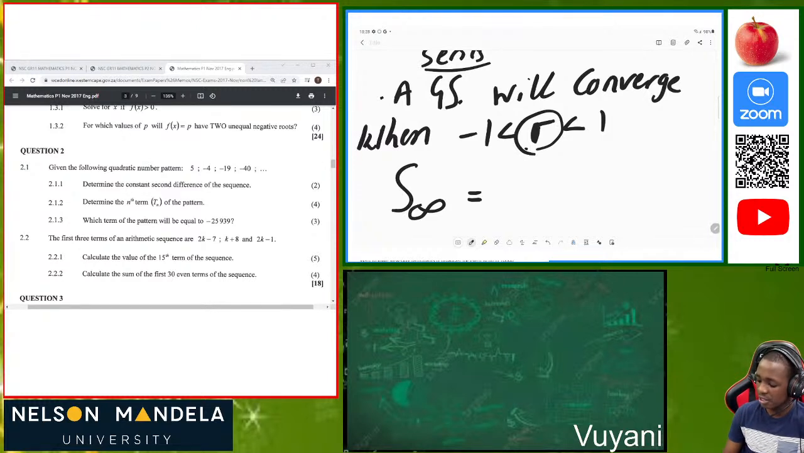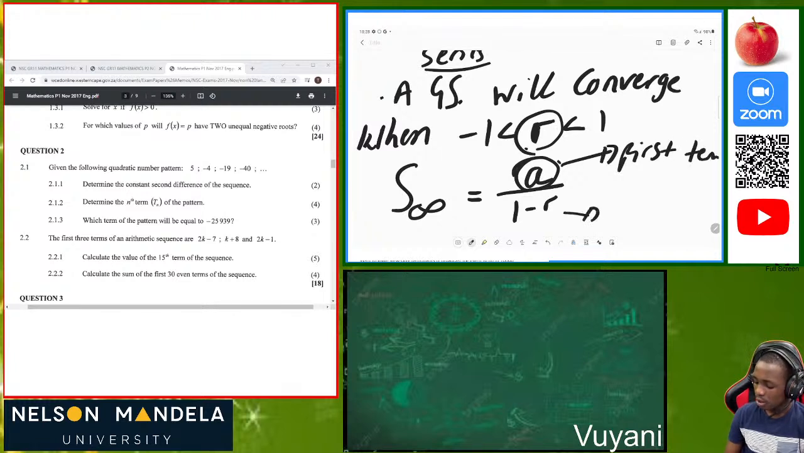So the sum to infinity is equal to a over 1 minus r. What is our a? Our a, as usual, is the first term of your series. Then our r is the constant ratio.